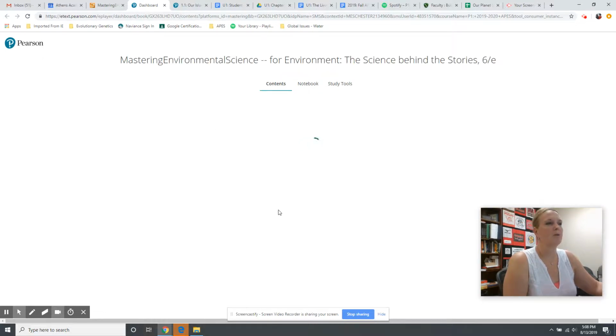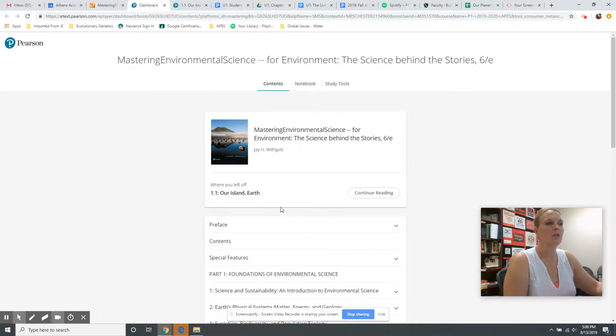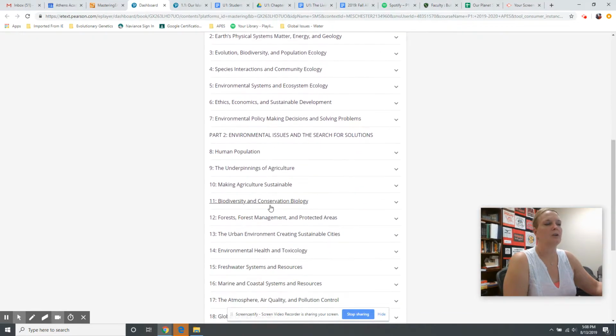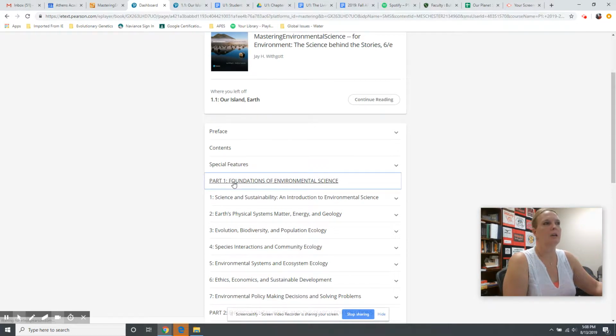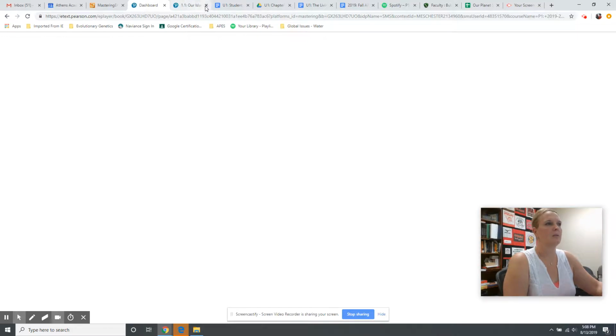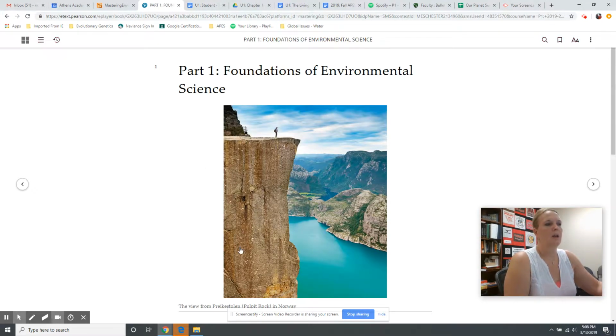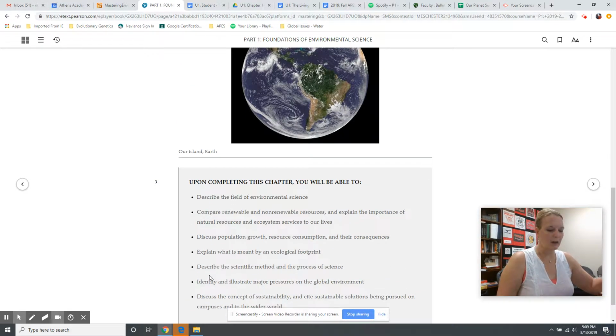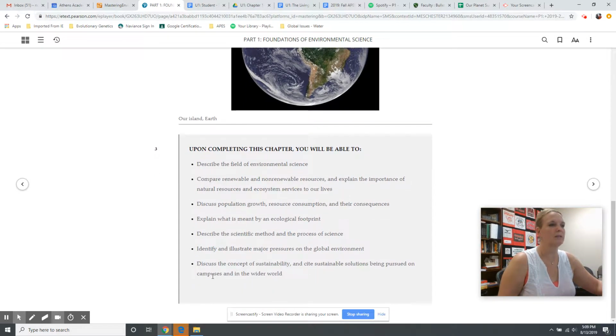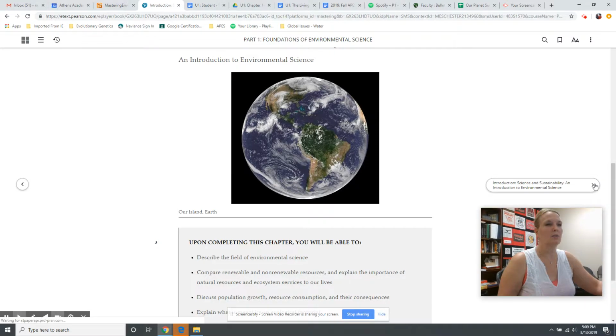When you click the Pearson eText, you'll see that there's all kinds of different things here. You can see all the chapters there, and in particular, chapter 1 and part 1. So I'm going to click here and see what comes up. And notice that this is not a picture that you see in your textbook, but this part is. So this is on page 2 and 3. You see the picture of the globe. You see a little box that says upon completing this chapter, you will be able to do these various things. And then you can scroll to the next page.